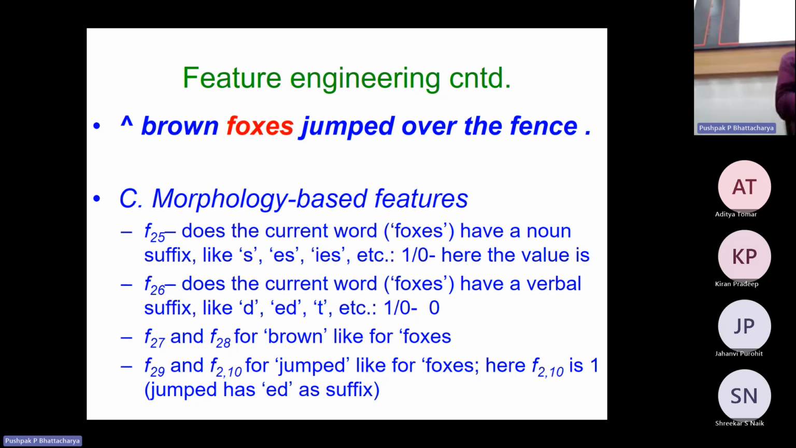F26: does the current word have a verbal suffix like D, ED, etc.? In this case, this word doesn't have the verbal suffix, which is ed, so it is 0.